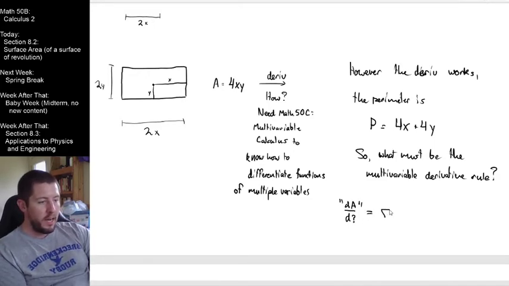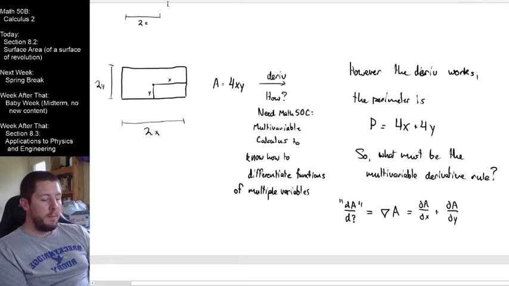What you're going to end up learning next semester in Calc 3 is that we're going to refer to this as the gradient of A, with the little upside-down triangle right there. And what this is going to be is the partial derivative of A with respect to x plus the partial derivative of A with respect to y.